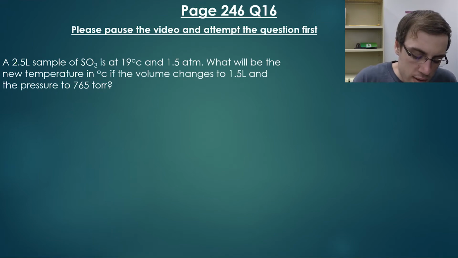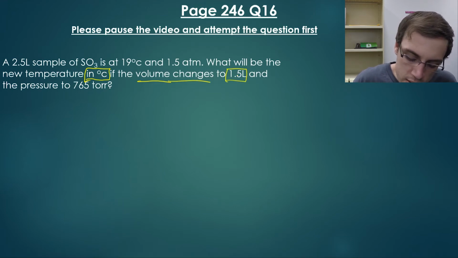Okay, now let us look at page 246, question 16. A 2.5 litre sample of sulfur trioxide is at 19 degrees at 1.5 atmospheres. What will be the new temperature in degrees Celsius? So I'm going to put a big square around that. If the volume changes to 1.5 litres and the pressure to 765 torr.